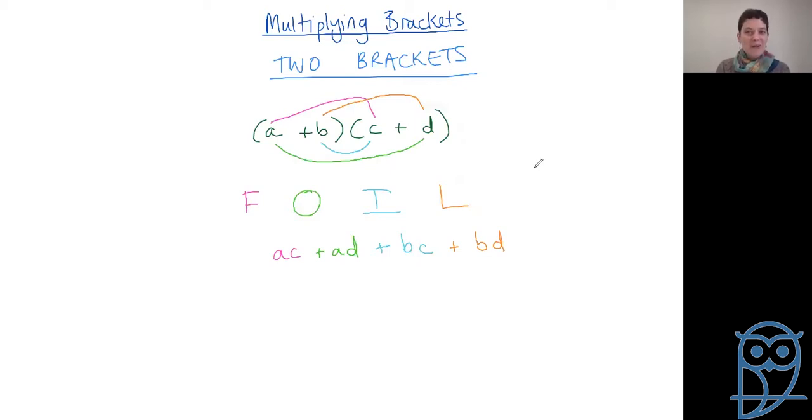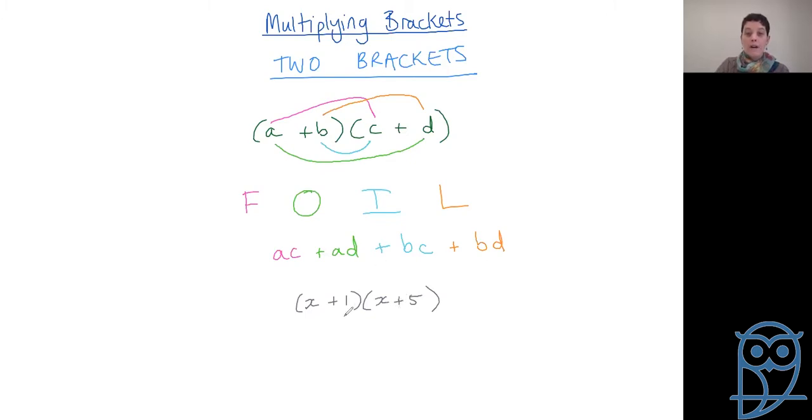But generally when we're doing this with numbers and letters, then we do end up with like terms and we can simplify. So running through one quick example here to show you what I mean by that, and then we'll do a few more examples just to make sure that you've got the rhythm of the FOIL. So if we had something like x plus 1, x plus 5.